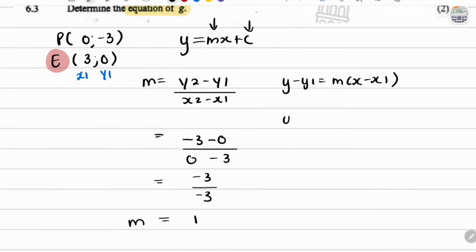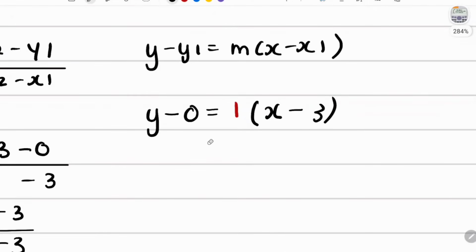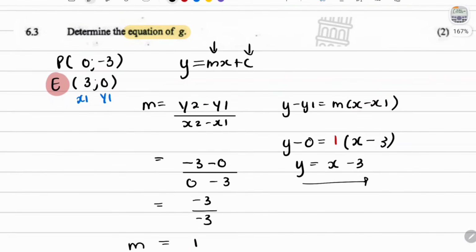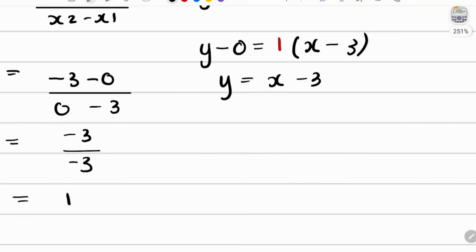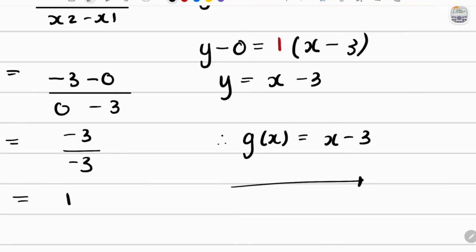So I'm going to substitute by saying y minus my y1, which is 0, is equal to my gradient, which is 1, multiplied by x minus my x1, which is 3. So we just have to simplify now. y minus 0 is just y. And then you have 1 being multiplied, so if you expand, it's x minus 3. And that is your equation. They say determine the equation of G, so we just have to write it as G of x. So G of x is equal to x minus 3. And that is our answer.